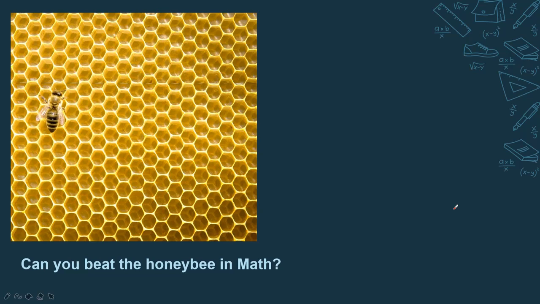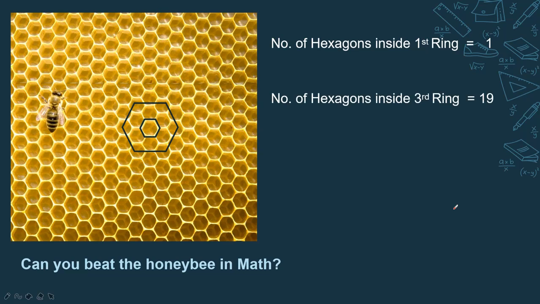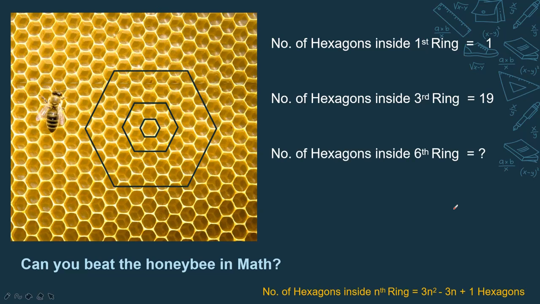We already know the number of hexagons inside the first ring is 1. The number of hexagons inside the third ring is 19. Now, can you evaluate how many hexagons will be inside the 6th ring? How many hexagons will the honeybee make? Come on, do it faster. The honeybee is also calculating. And it comes out to be 91.